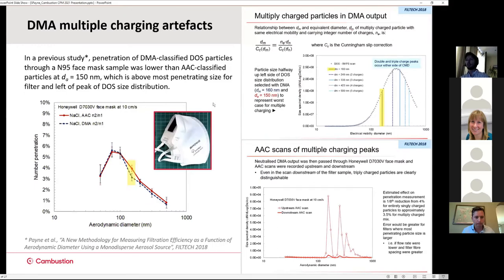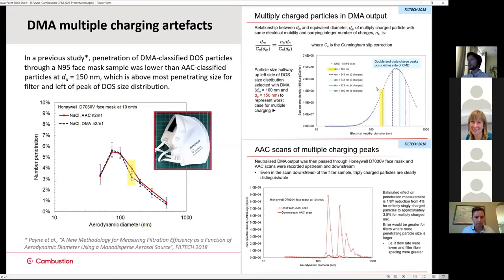This slide is referencing a previous study from back in 2018, where we looked at penetration of particles through regulated filtering half mass. In this study, we classified the particles with the AAC and DMA alternately. So with particles classified by electrical mobility, then converted into aerodynamic space, and this was DOS particles. So you see the agreement here for this N95 conforming face mask is very good, apart from a discrepancy at 150 nanometers.